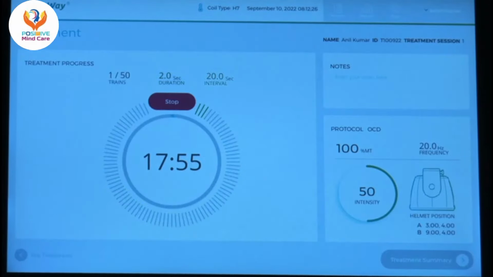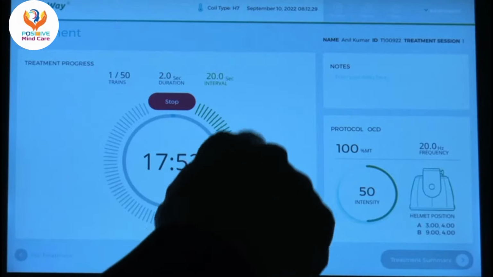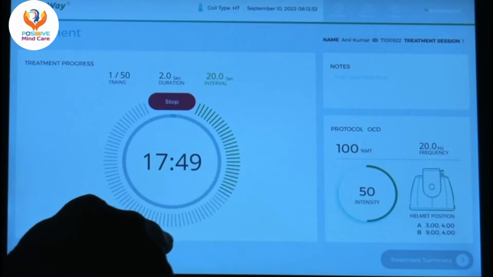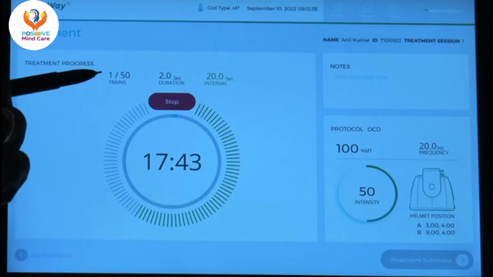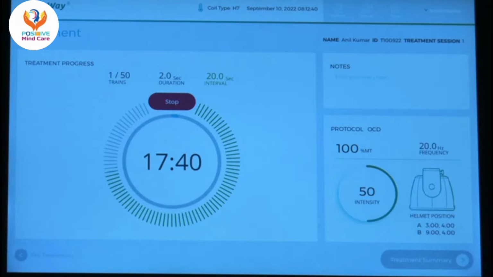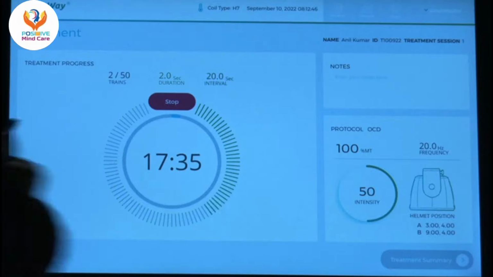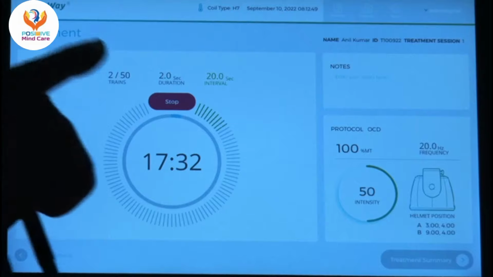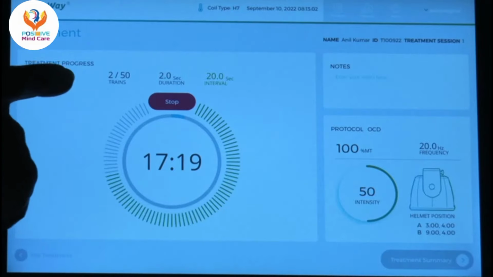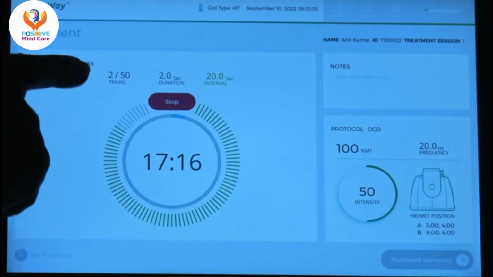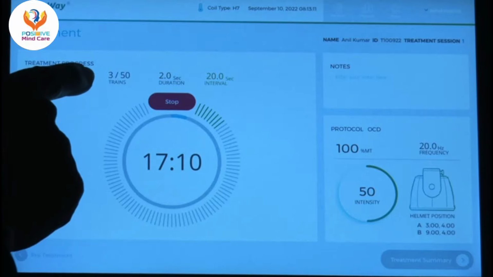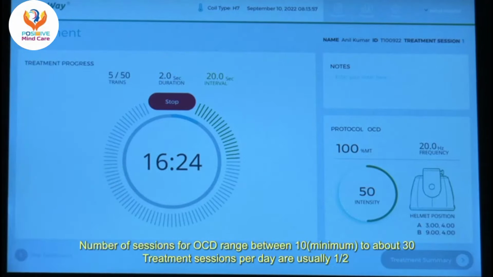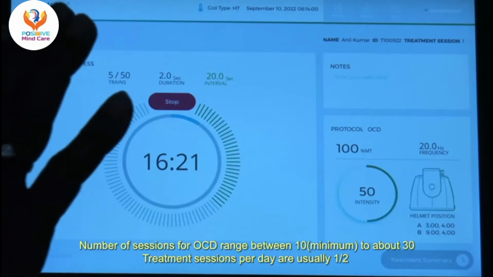Now you observe a 2-second stimulus. You see this green line. Now it's the inter-train interval. If you look at this, what is happening now is the inter-train interval of 20 seconds. Once the 20 seconds are over, there is going to be another burst of 2 seconds. Once again, inter-train interval. If you look at here, out of the total of 50 trains, 2 done now. Next time it will be 3. Right, now it is 3 trains done out of 50 total. This is how the treatment continues till 50 trains are completed.